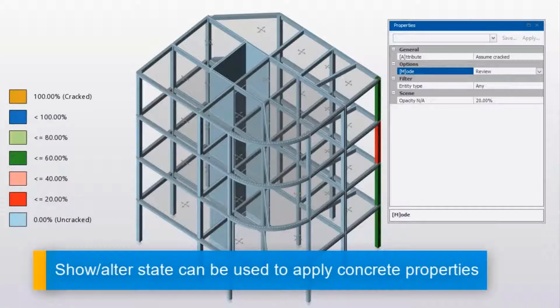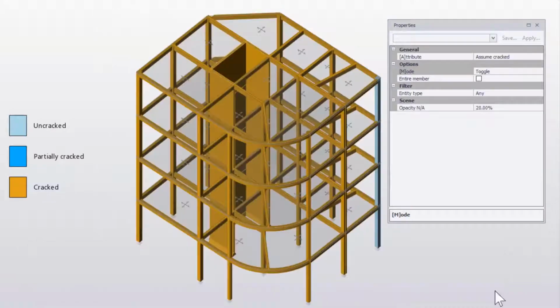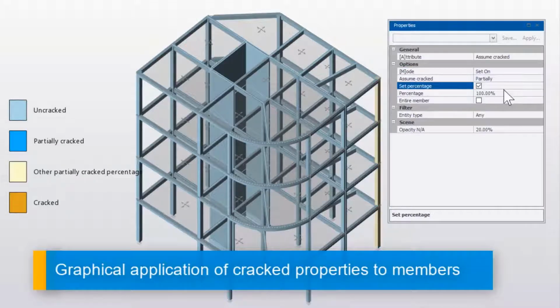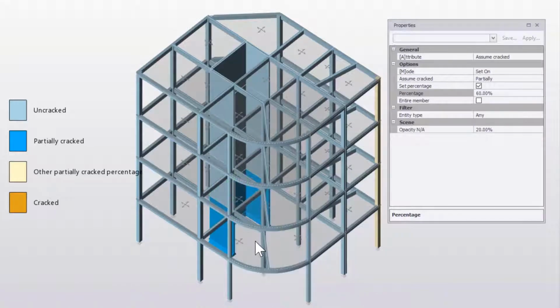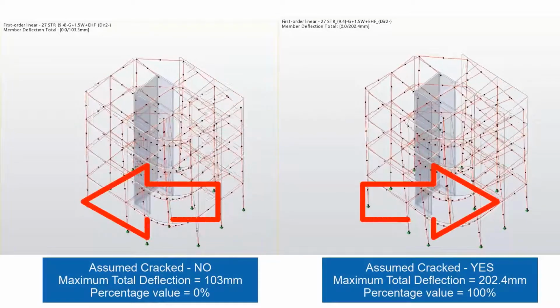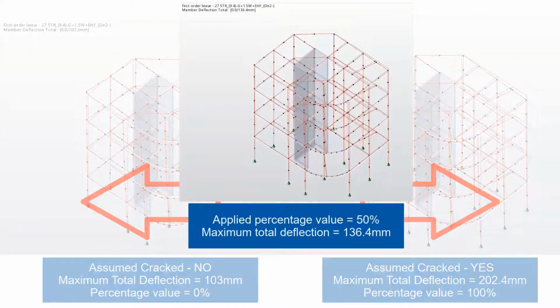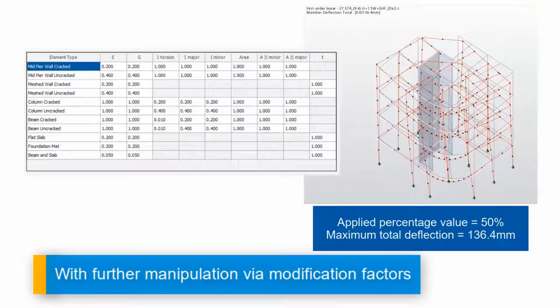The graphical view of show alter state can be used to apply concrete properties. The toggle feature allows you to cycle between options, with the set on option allowing a defined value to be applied to a member graphically. Setting the partial value of 0 or 100% will be the same as assumed cracked being yes or no. We can see the deflection result of a partial value of 50%, with allowed further manipulation via the modification factors.